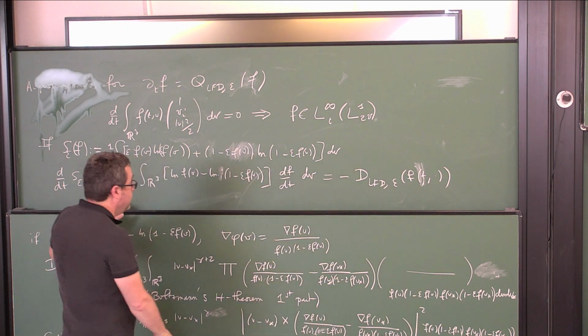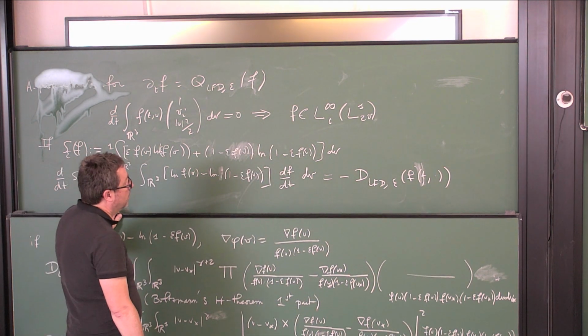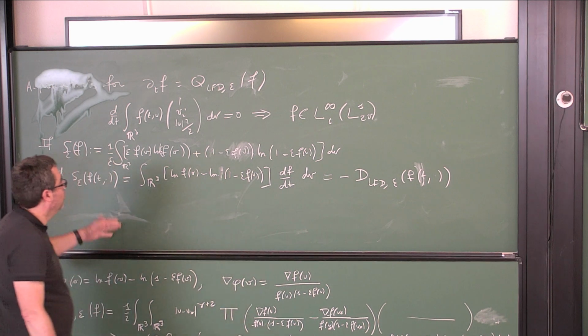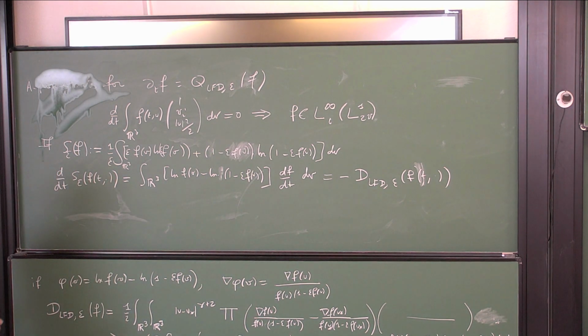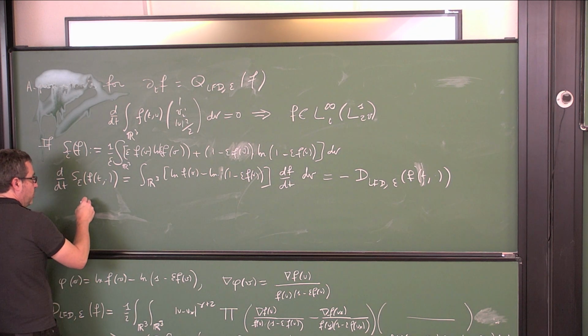And this naturally gives you a new a priori estimate by integrating between time 0 and t. So what you end up with is the following.